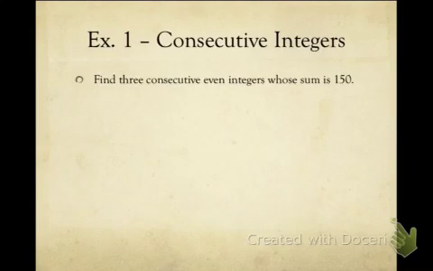Okay, so part 2 of word problems is actually going to start with our examples, and we're going to start off talking about consecutive integers. As we look at the sentence, let's just read through it. It says, find 3 consecutive even integers whose sum is 150.